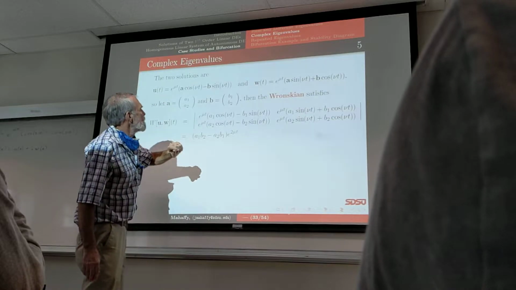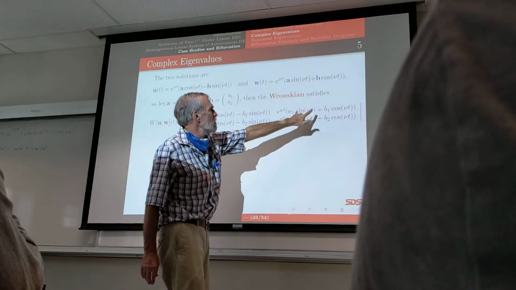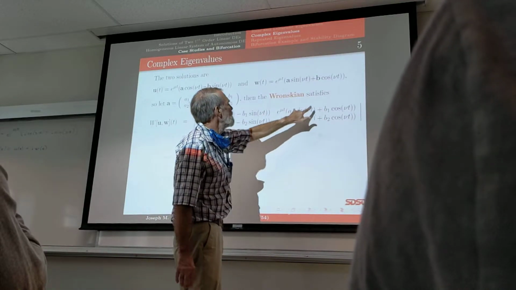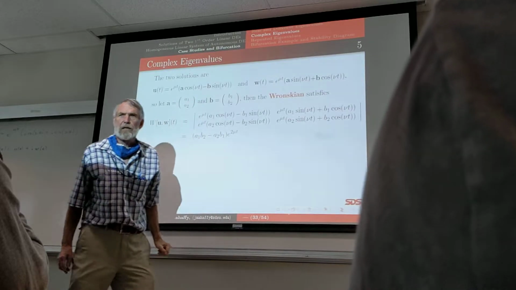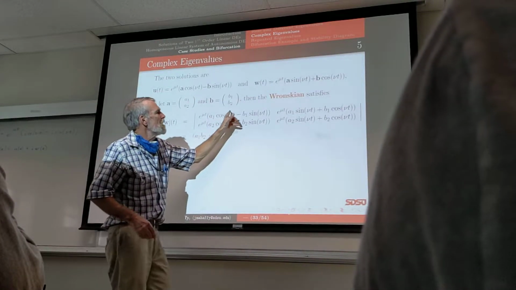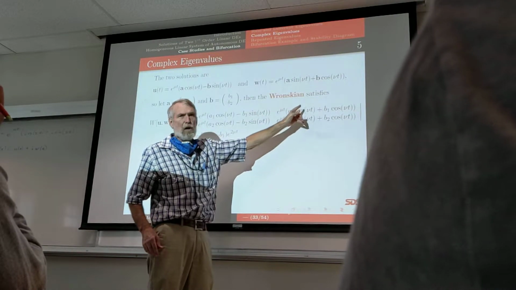All right, so I'm going to put my real solution here. I'm going to put my imaginary part solution here, the u and the w. All right, that's just the determinant. Determinants are taken by multiplying down this diagonal and subtracting down this one.